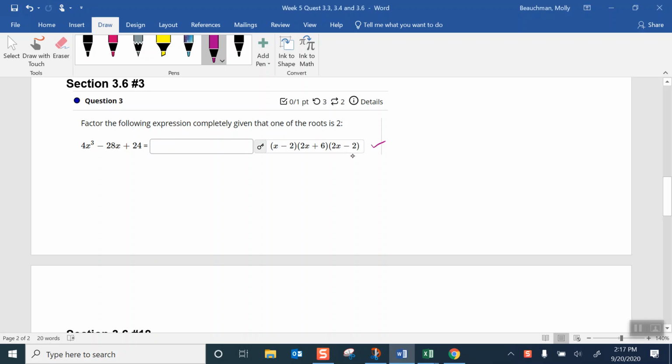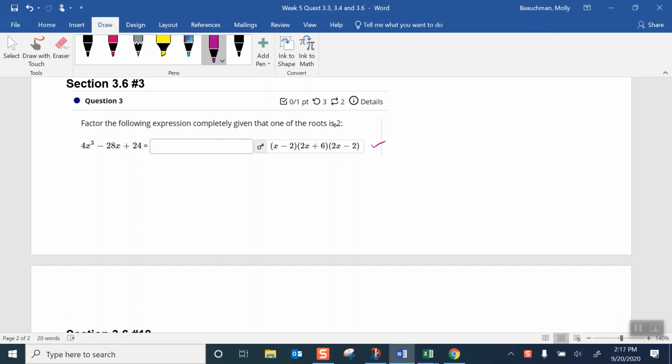Notice in the answer, you've got a multiple 2x plus 6. We could probably divide out a 2. We've got 2x minus 2. We could probably divide out a 2 for the greatest common factor. But it looks like the format of the answer, they would like us to leave it in factored form and not pull out the greatest common factor.